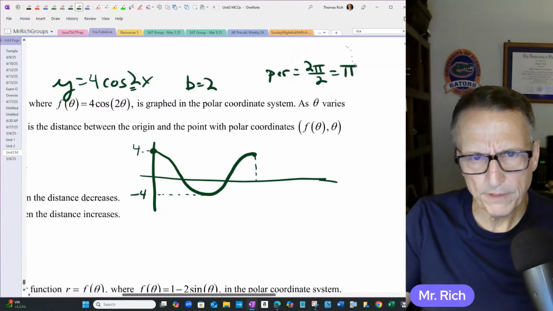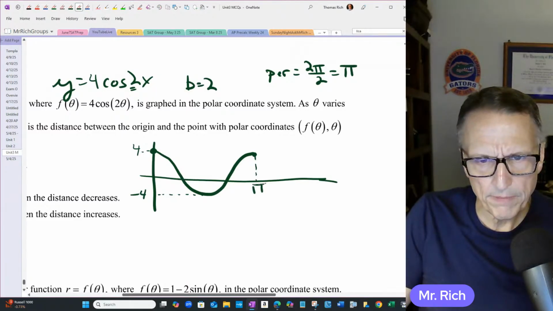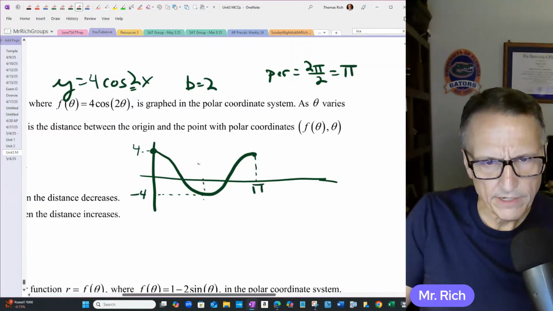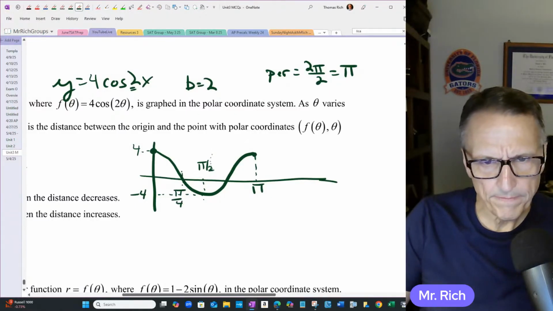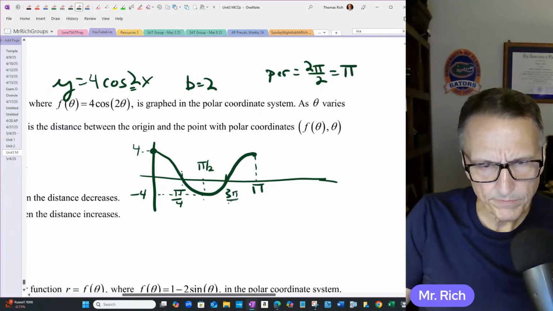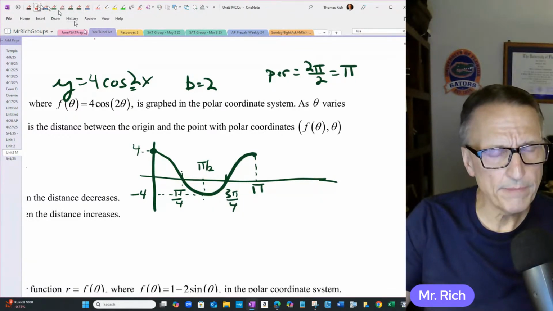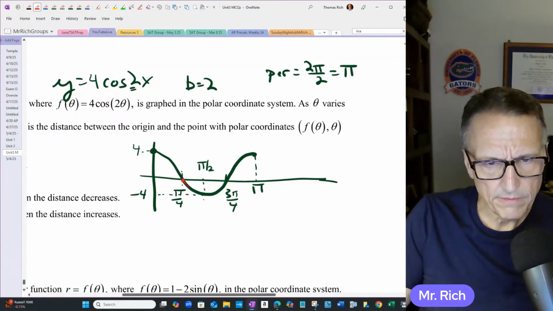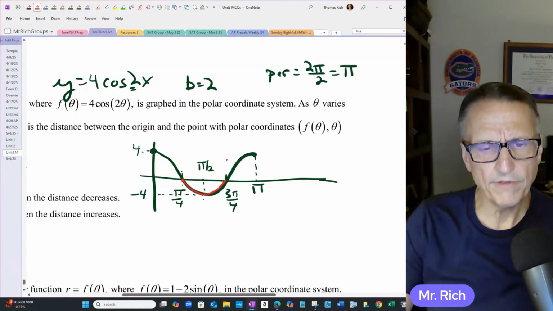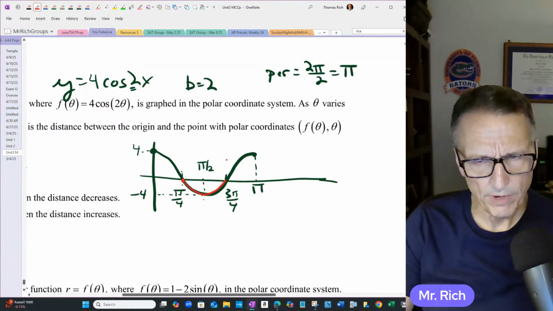It's going to be pi. So this is going to be pi radians. Halfway is going to be at pi over 2. This will be pi over 4, 1/4 of a period. And then over here is going to be 3 pi over 4. And so we're talking about this section of the function right there.